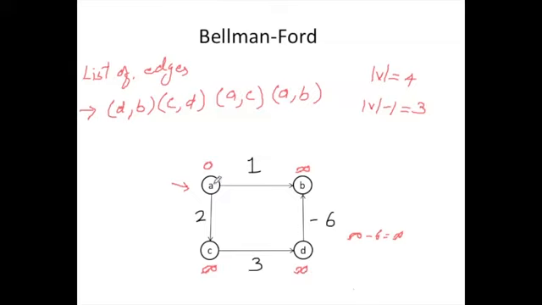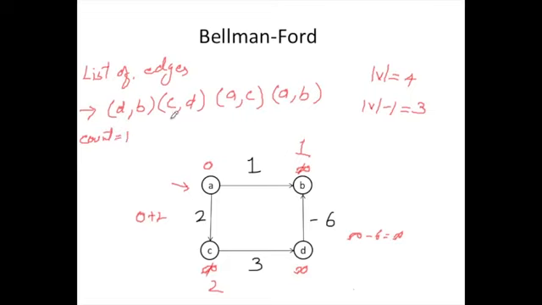A to C. 0 plus 2 is 2. This is infinity, so change it to 2. 2 is smaller than infinity. Then A to B, 0 plus 1, 1. So this is infinity, and 1 is smaller than infinity. Change it to 1. So I have done this one time. I will maintain the count. So I have finished it for one time.